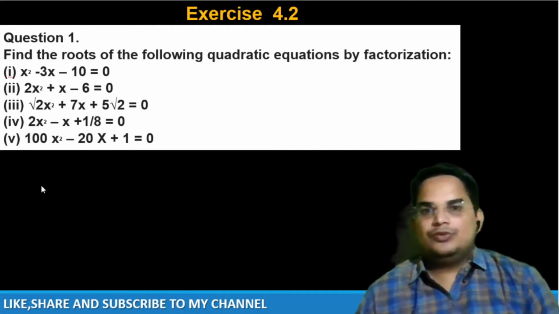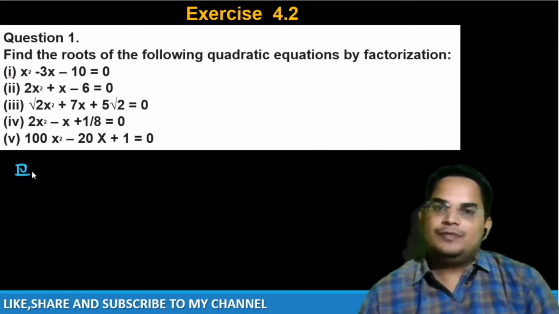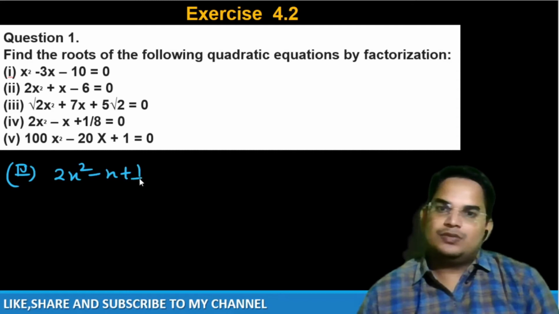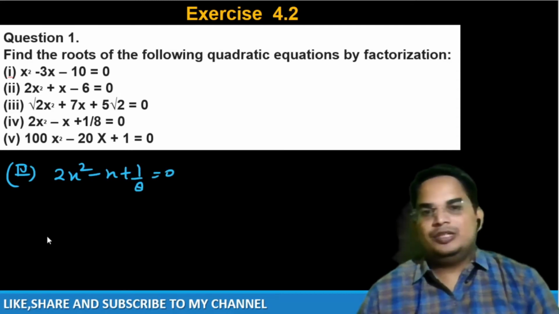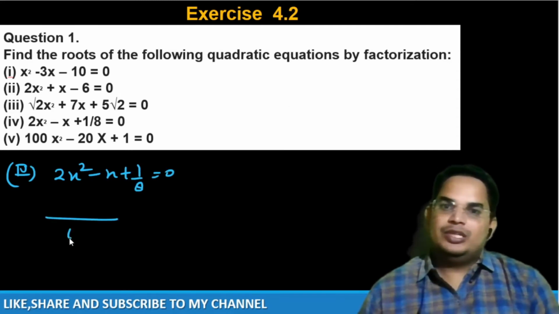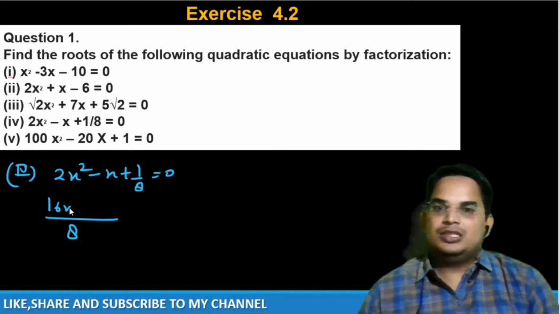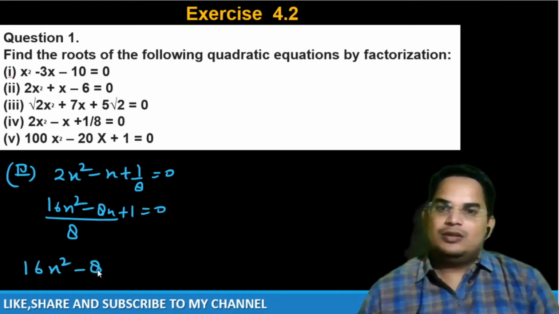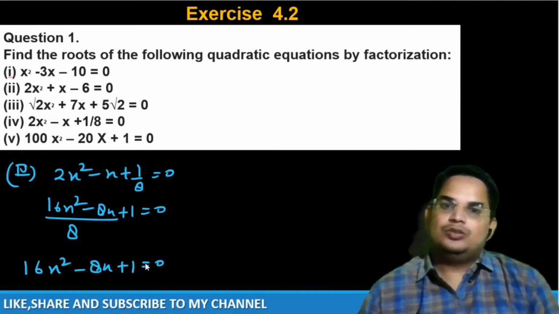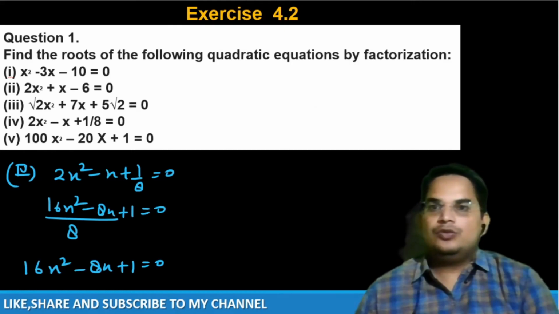The question number 4, what is given here? The fourth part is 2x square minus x plus 1 upon 8 is equal to 0. So first of all take the LCM 8 over here, it becomes 16x square minus 8x plus 1 is equal to 0. So you can say this is 16x square minus 8x plus 1 is equal to 0. And after this, what you can do? You can do one thing.